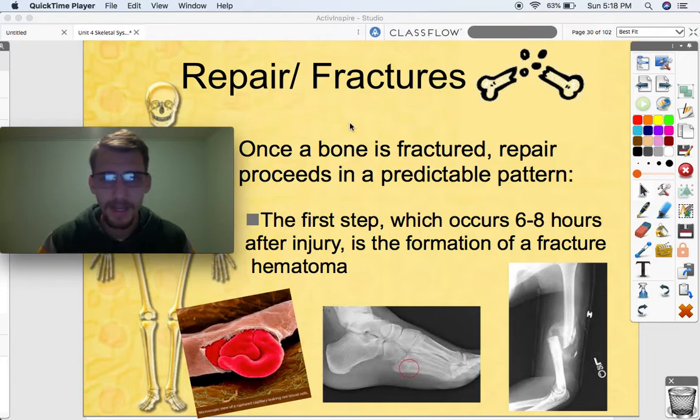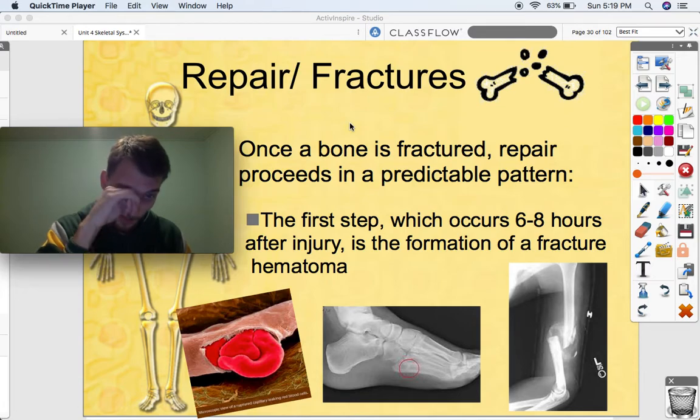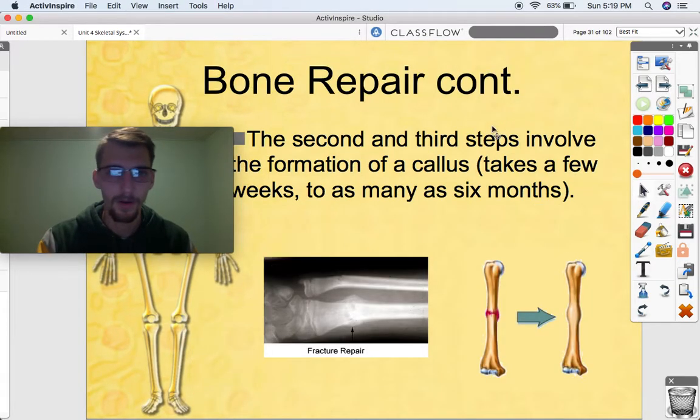Right after a break, about 6 hours after you break the bone, a fracture hematoma develops. If you take a look at the first part of that word, hema refers to blood, so it's a big blood clot that forms, and it's called a hematoma. That's going to be the first step that occurs after a break.